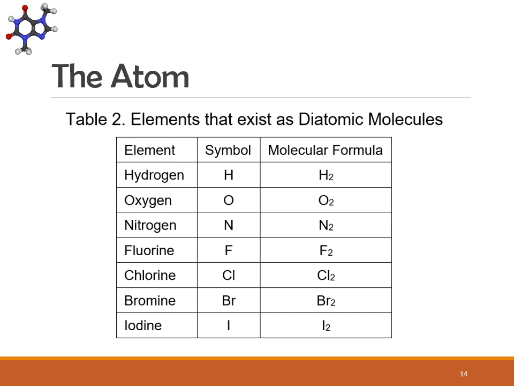Most elements exist as a single atom, but some elements are stable when they exist as 2 or 3 atoms. Elements made up of 2 atoms are called diatomic molecules. Those made up of 3 atoms are called triatomic molecules. An example of a triatomic molecule is O3 or ozone, the gaseous molecule that is in our atmosphere that protects us from the harmful UV rays of the sun.